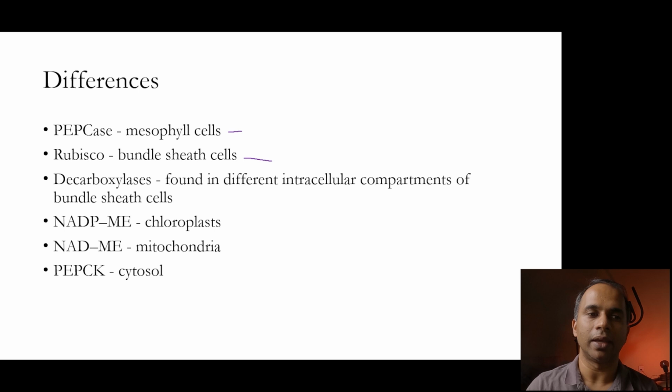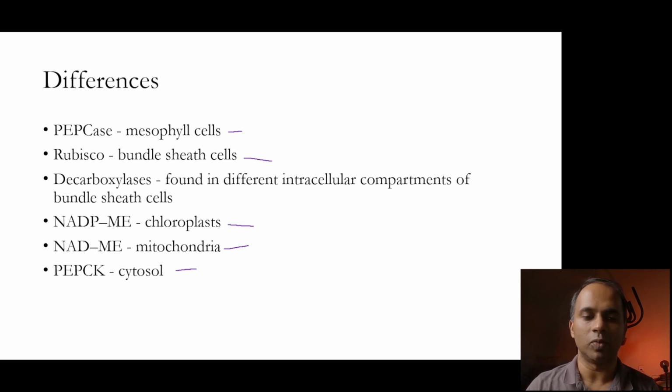Okay, and if you think about the NAD or NADP malic enzyme, NADP malic enzyme is located in chloroplast, and NAD malic enzyme is located in mitochondria, and the PEP carboxykinase is going to be included in the cytosol. Okay, maybe I mispronounced. So this is PEP carboxykinase and this is PEP carboxylase.